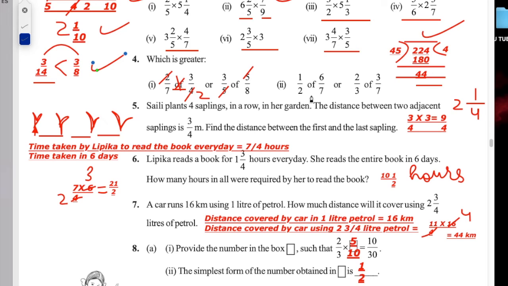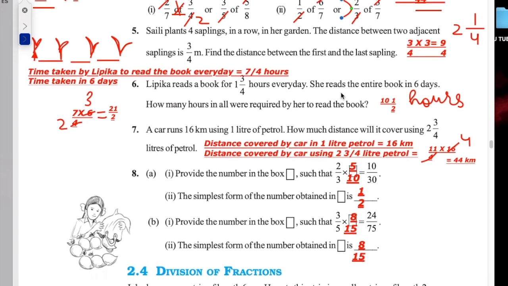Same, the second part you can solve. You will cut this 2 by this 2 3s are 6, and here this 3 will be cancelled by this 3. So this side you have 3 by 7 and this side you have 2 by 7. So we know when denominators are same, then the bigger numerator will be the bigger fraction. So 3 by 7 will be greater than 2 by 7.